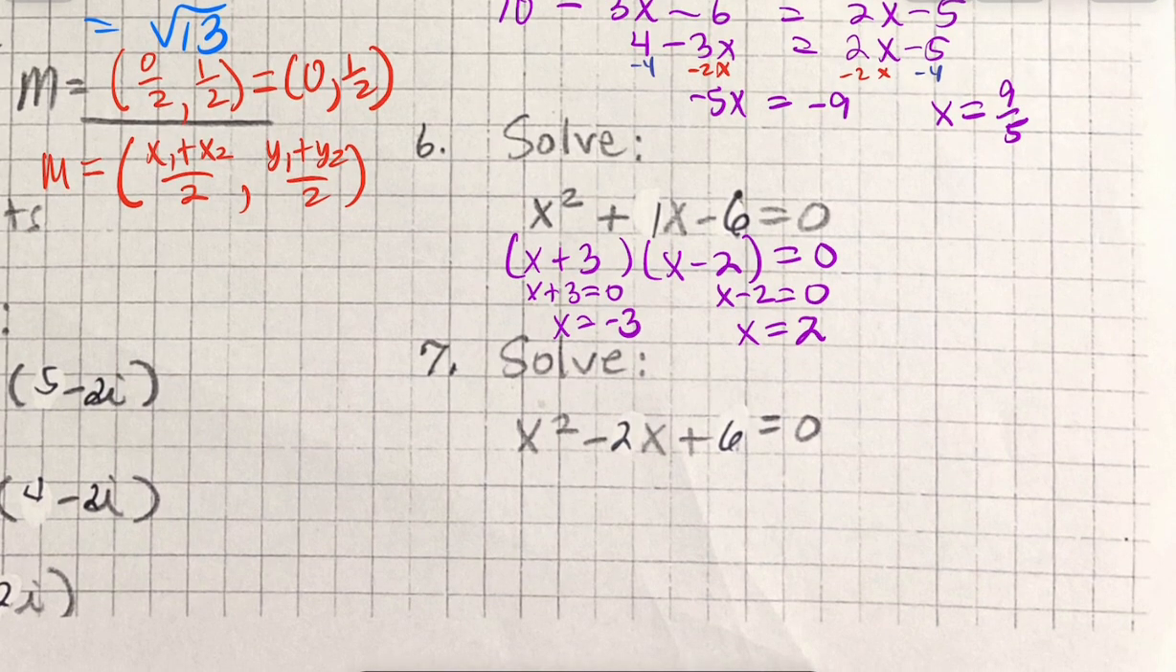There's no way to have the factors of 6 add up to negative 2, because you can use negative 6 and negative 1, which is negative 7, or negative 3 and negative 2, which is negative 5. There's no way to add up to negative 2. It just doesn't work. So when that's the case, please use the quadratic formula.